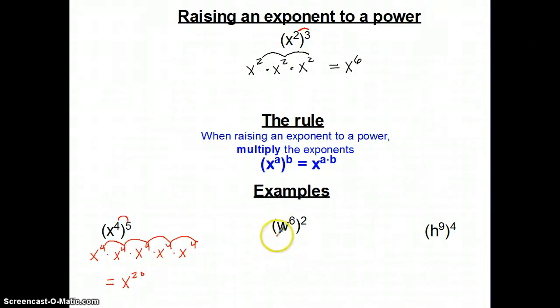Again, you may take your base of w to the 6th and multiply it by itself 2 times, as your exponent on the outside says to do. Adding your exponents together, because you're multiplying your bases, we get w to the 12th power. However, it would have been the same thing to simply multiply your exponents from the beginning, w to the 12th. So for this last one, I'm simply going to multiply. H to the 9th is being raised to the 4th power, so my new exponent on h is a 36.